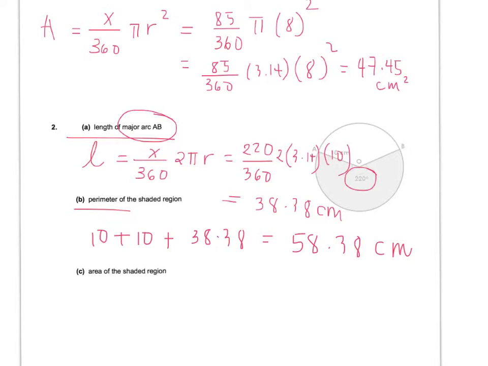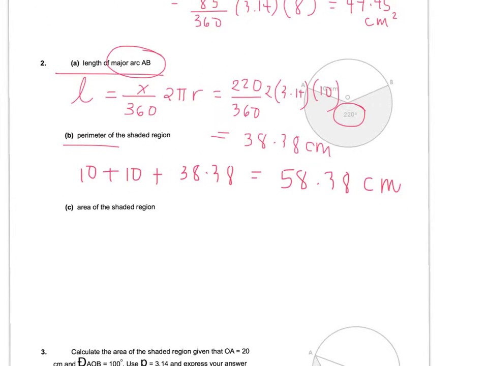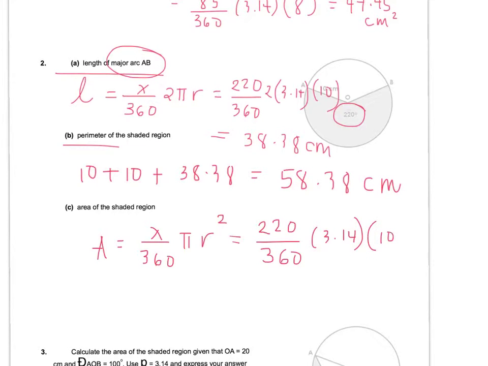Now finally, we want to find the area. Same formula will be used. So area is equal to x over 360 and then pi r squared. Same angle, 220 over 360. Pi is 3.14. The radius is 10, but you have to square the radius. Simplify this and you will get the final answer. So this will be 191.89. Area is cm squared. Okay, let's move to the next.